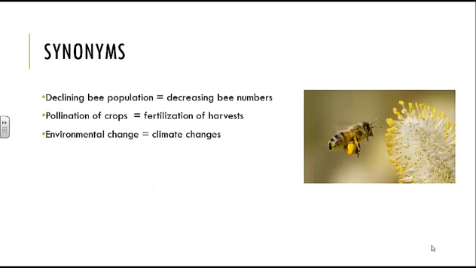I also want you to remember that when doing a search, using synonyms can also help you. They can give you a variation of the words that can aid in the search and give you more information options. For example, some of the synonyms we could use for declining bee population could be decreasing bee numbers. We could also search fertilization and climate changes as well to get additional information.